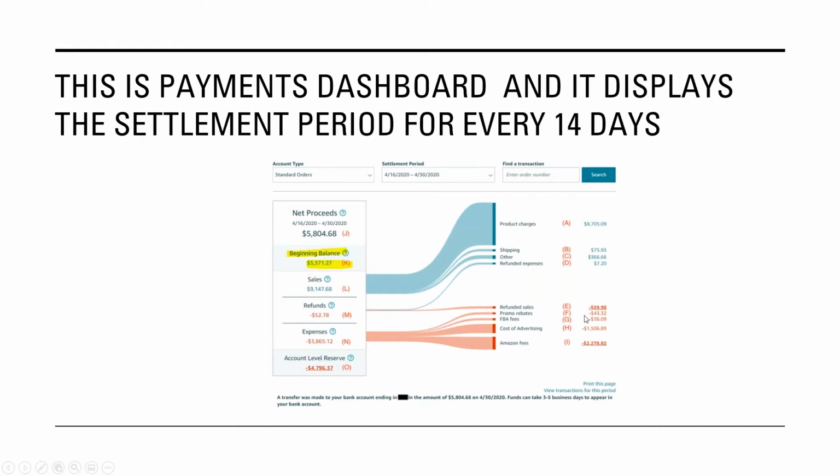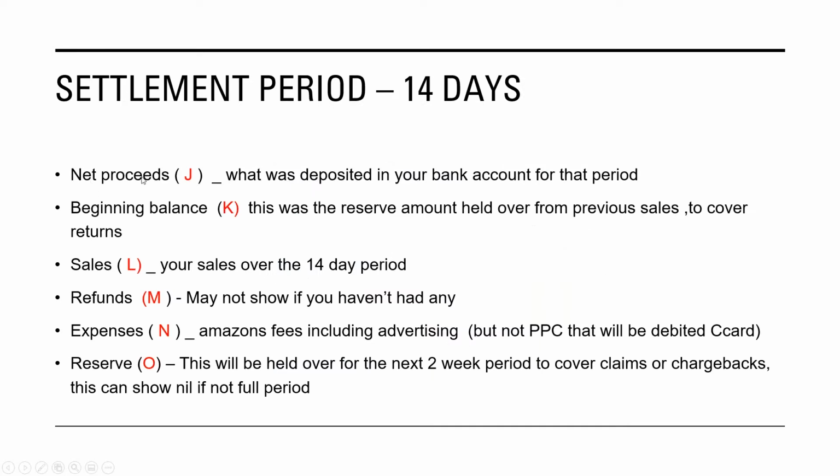Now, don't worry if you don't have a lot of these. If you haven't had a refund yet, don't worry, but these letters will explain what each part means. So net proceeds, which was J, this is what gets deposited into your bank account in 2 weeks' time. Beginning balance was the reserve amount held over from the previous sales to cover any returns. L is your sales for your 14-day period. So it's rolling from the day you first sell or the day you first start. Refunds may not show if you haven't had any, so don't worry about that. It's probably a really good thing.